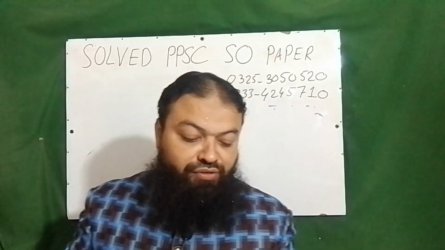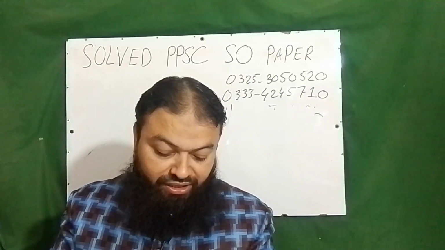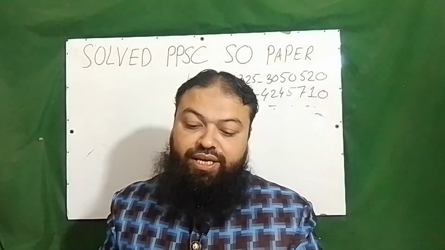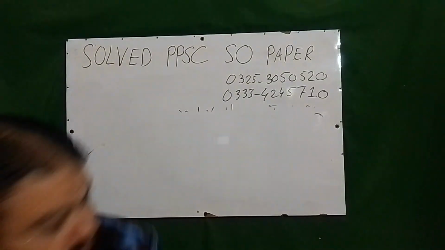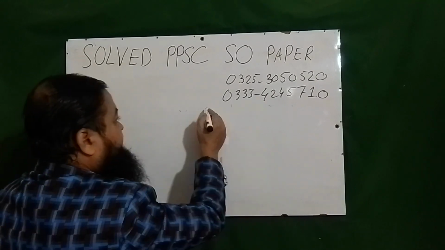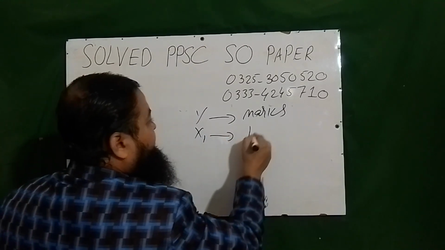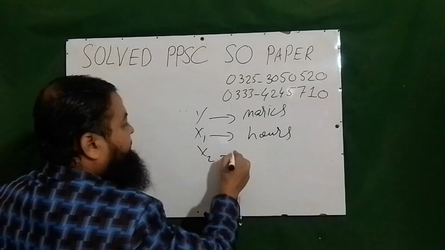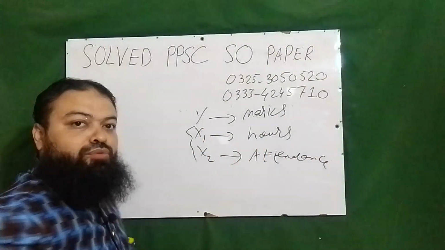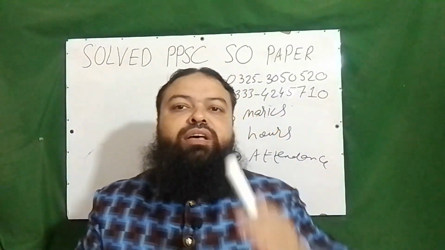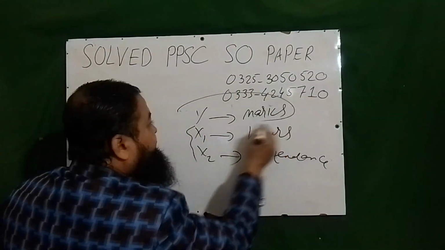Next question. Which of the following theorems stated that if a certain set of assumptions are met, the ordinary least square estimate for regression coefficients gives you the best linear estimate? Dear students, if you have y, the dependent variable, it is marks of the students. x1 is hours of study. x2 is attendance. With the help of these two independent variables in the regression model, we want to predict our dependent variable, and that is marks of the students.